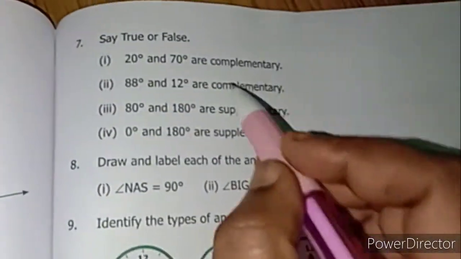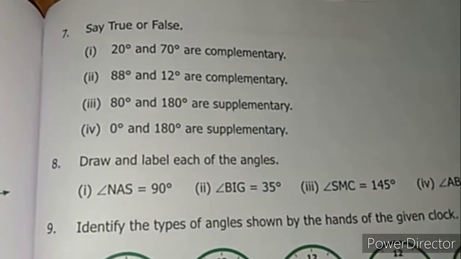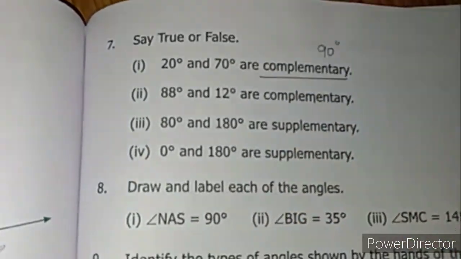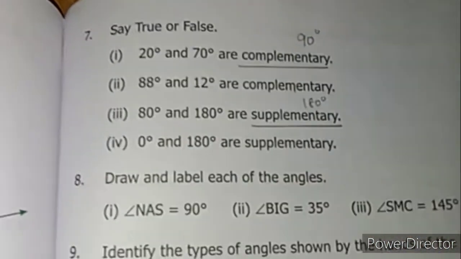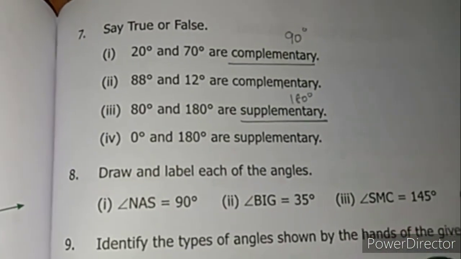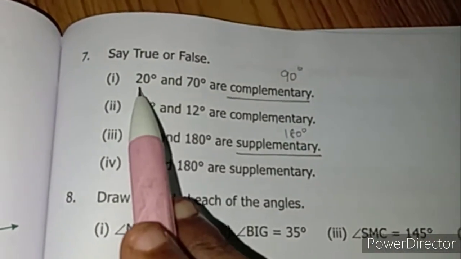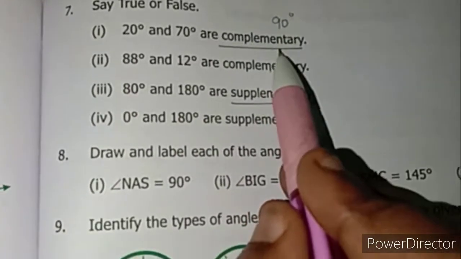Next question is going to be a new topic. This is complementary and supplementary. You have to keep one thing in mind. Complementary means 90 degree. Supplementary means 180 degree. You have to check this. See this. Say true or false. 20 degree and 70 degree are complementary. You have to find whether it is true or false.